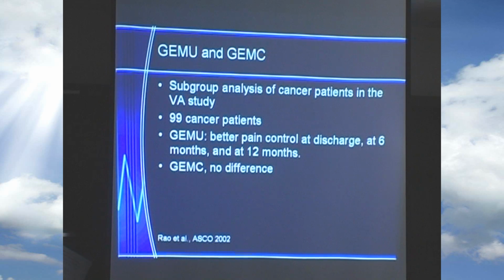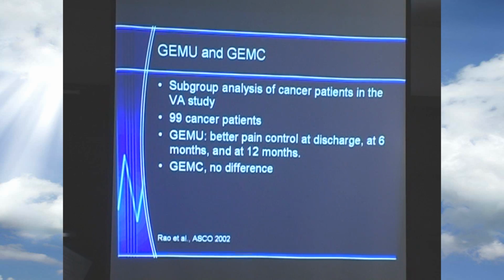Right. Yeah. GMU was the inpatient and GMC was the outpatient arm. They didn't take the cancer patients, right? Oh, maybe the units didn't take the cancer patients. That could be the case. Yes, indeed. Although, right, the GMU was having better pain control at discharge. Otherwise, no differences at all.